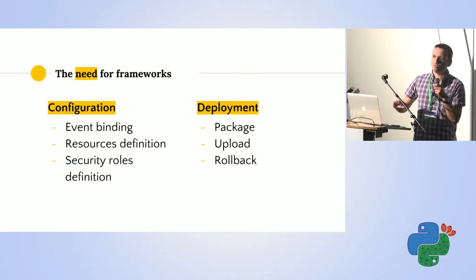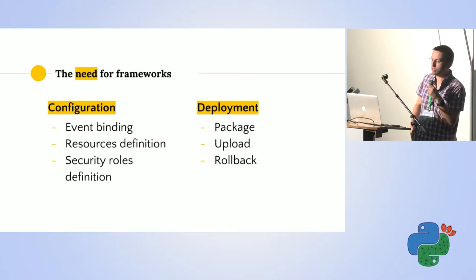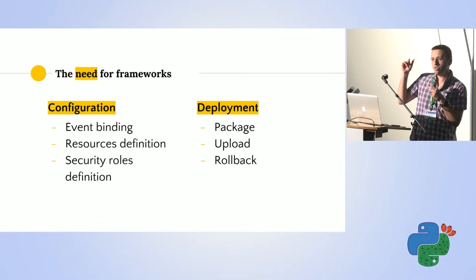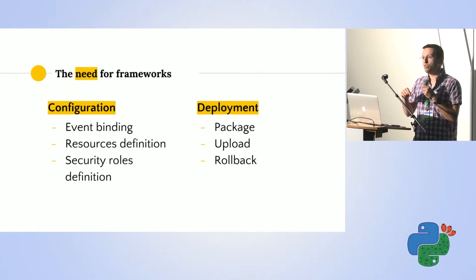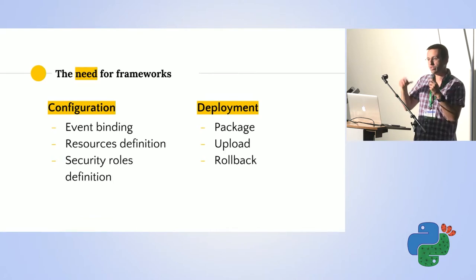If you ever try to work with function as a service in the provider's console, let's say AWS console, you will know that you need to hack many things. You need to package and deploy the function. You need to define the security roles to run this function. If you're building an API to it, you need to define the API gateway and glue all the things together.